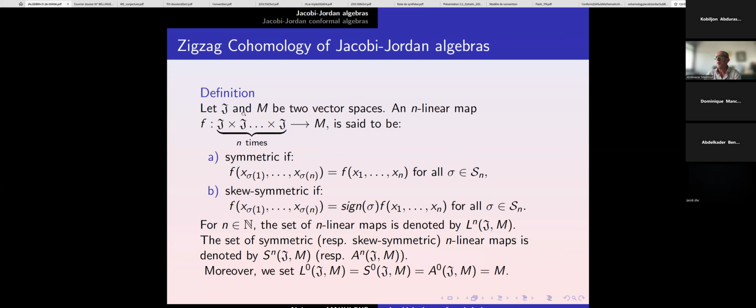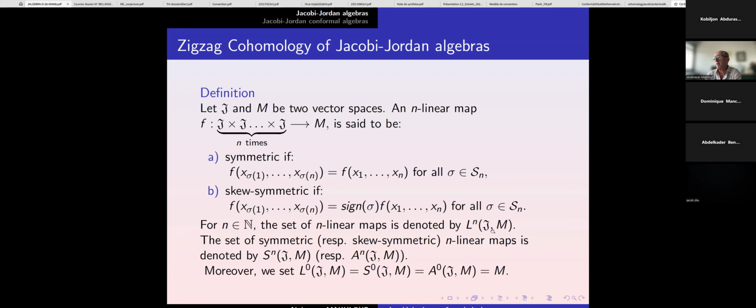To define a cohomology, we need cochains. Here, we first fix our Jacobi-Jordan algebra G, and M, which is a vector space. Then what will be called a cochain here? This is just a map from G times G times G, n times, into M. And this cochain is symmetric if we have this condition satisfied, and it is skew-symmetric if we have a sign here when we apply this permutation sigma.